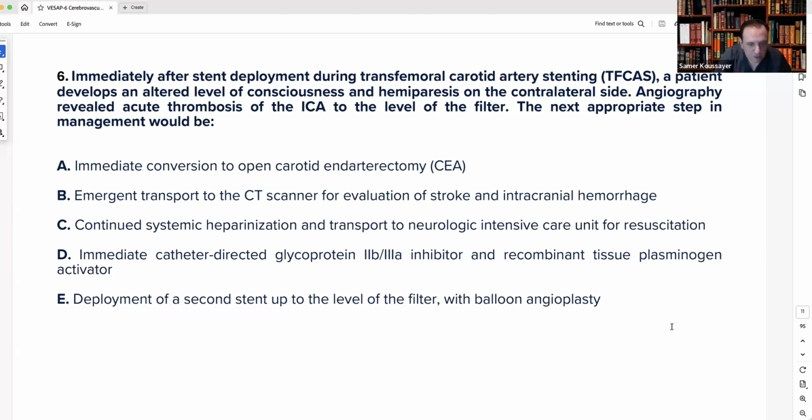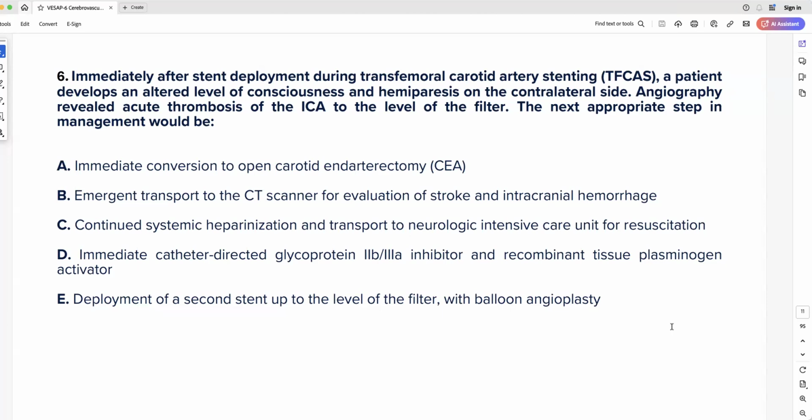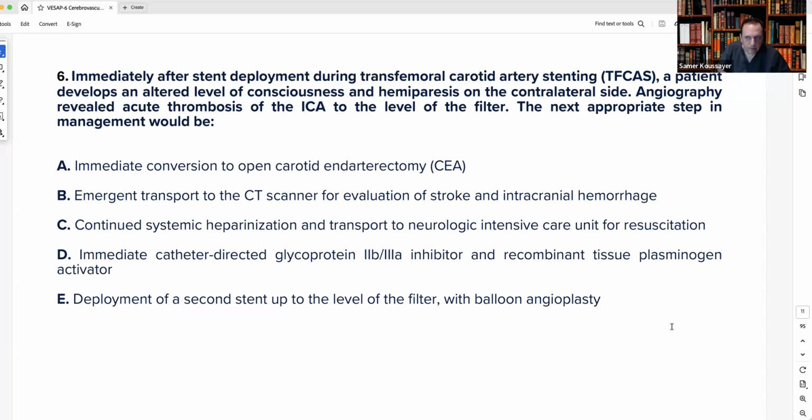All right, let's move back to you. Let's go to number 6. Is Ahmed with us? Is he there? Ahmed? Maybe he's busy. All right, Dr. Samer, let's go to this question. Okay.